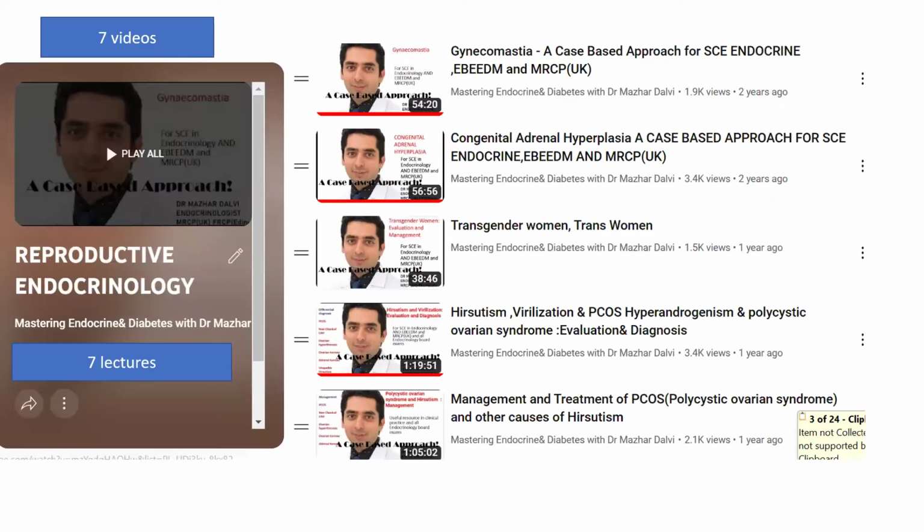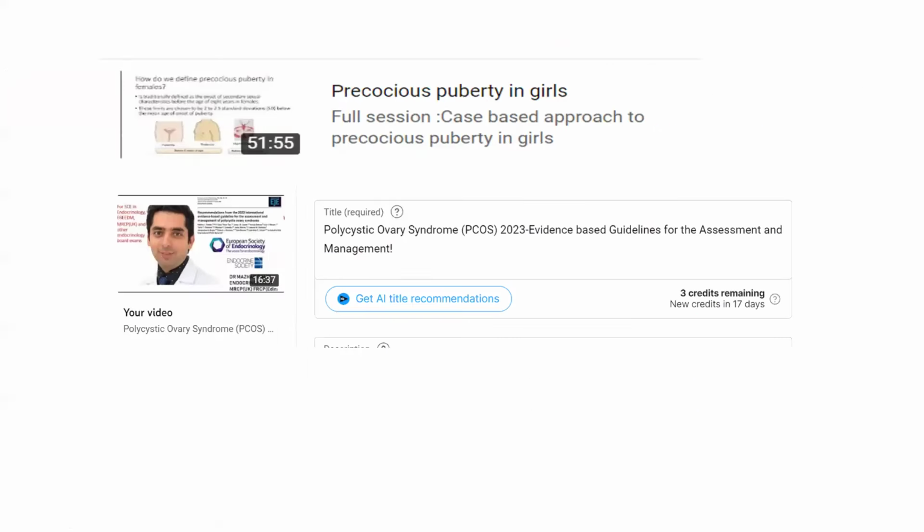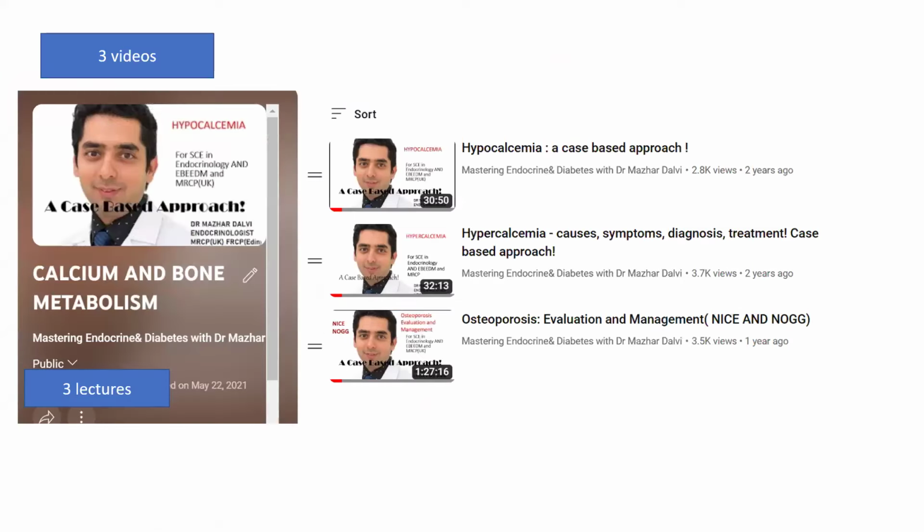As regards reproductive endocrinology, there are 7 lectures. Sessions on case-based approach to gynecomastia, case-based approach to congenital adrenal hyperplasia. There is a session on case-based approach to transgender women or trans women. There are 2 sessions on hirsutism. One is for evaluation and diagnosis of hirsutism, virilization, and PCOS. And then there is a session on management and treatment of PCOS and other causes of hirsutism. There is a case-based approach to precocious puberty in girls. And based on the recently released guidelines, I've done a session on the PCOS evidence-based guidelines for assessment and management. This was released in 2023 by the European Society of Endocrinology.